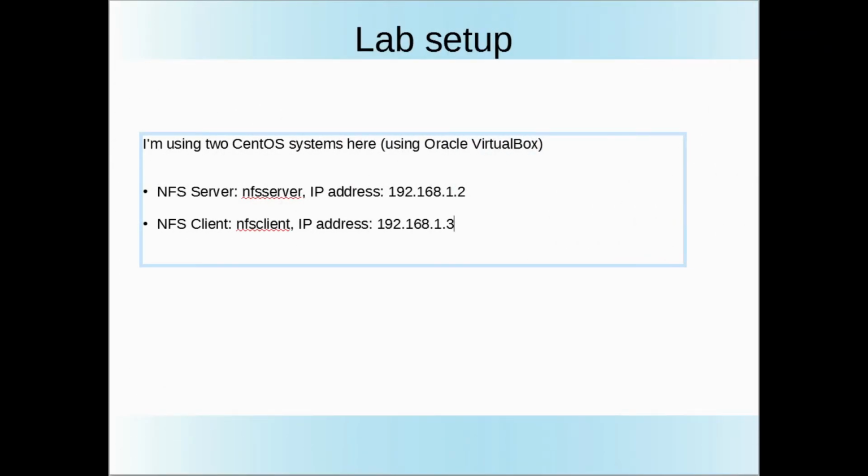For installing and configuring, I am using Oracle VirtualBox with CentOS 7 installed as the guest operating system. The server will have IP 192.168.1.2 and the client system will have IP 192.168.1.3.